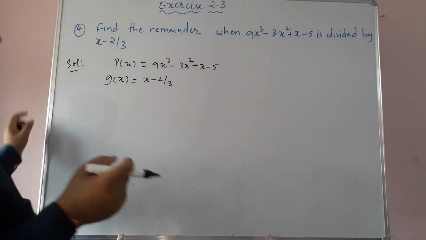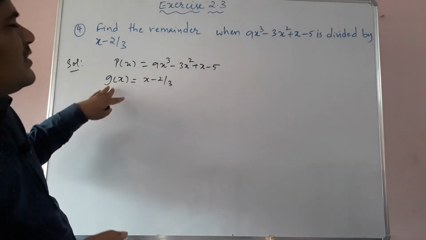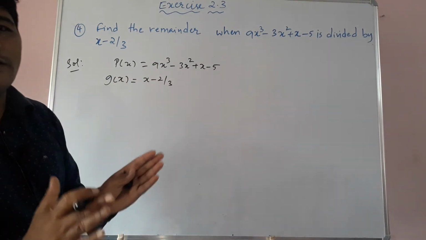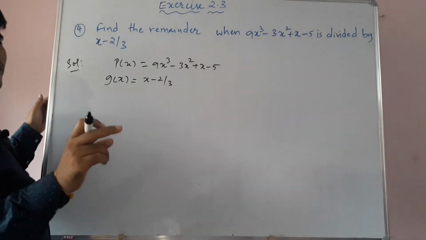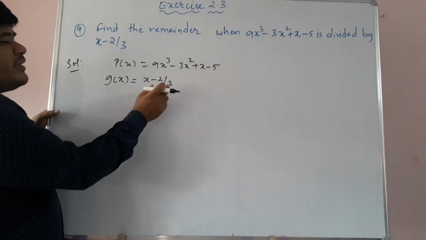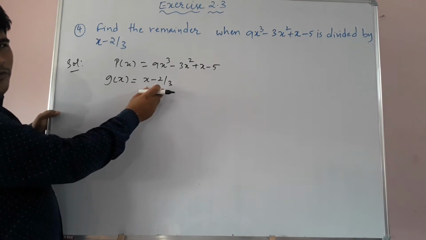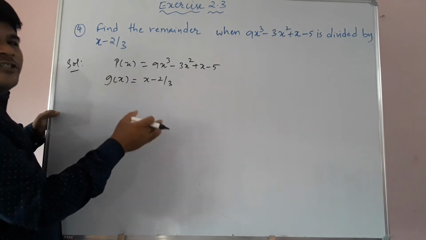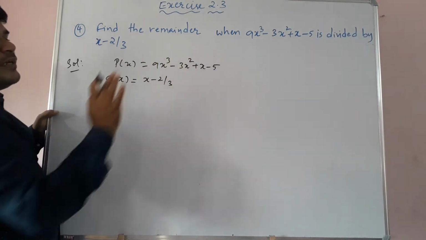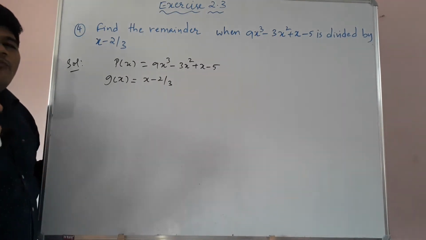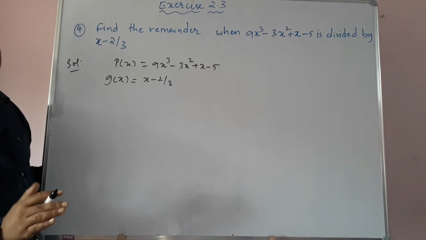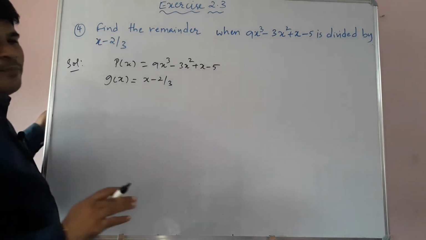And children, when we are dividing this p of x with this g of x, what will be our remainder? That is the question. So we have to use the remainder theorem. So children, very simple. In the remainder theorem, you just equate the divisor polynomial to 0, find x, substitute that x value in the given polynomial. Then we'll get the remainder. Okay. So simply, if p of x is divided by x minus a, then the remainder is p of a.